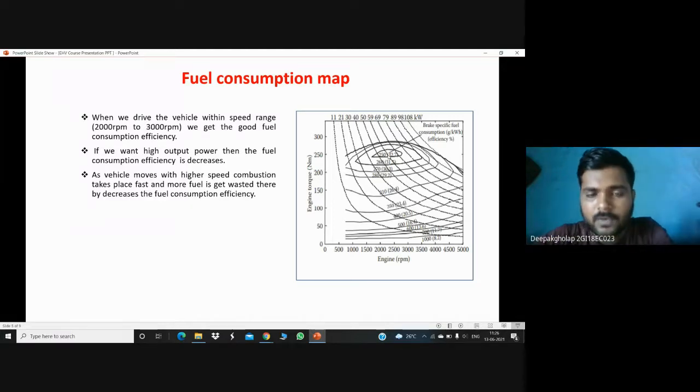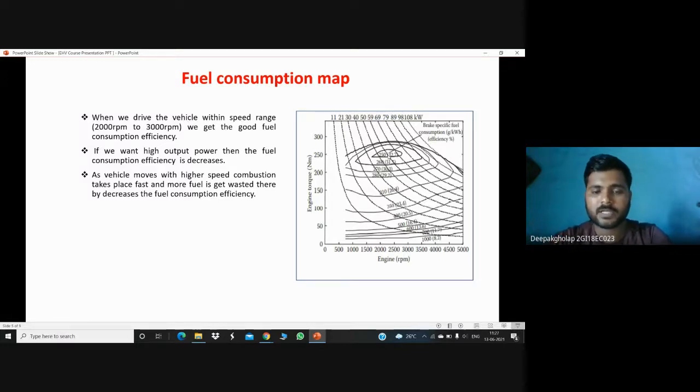As you see, let us consider the output power should be around 108 or 120, then the operating point will shift to the outer ellipses. As you see in the outer ellipses, the efficiency of the fuel decreases. As shown here, in the outer ellipses it goes on decreasing: 31.5, 30, 29.2, 26. So it keeps decreasing as we increase the output power.